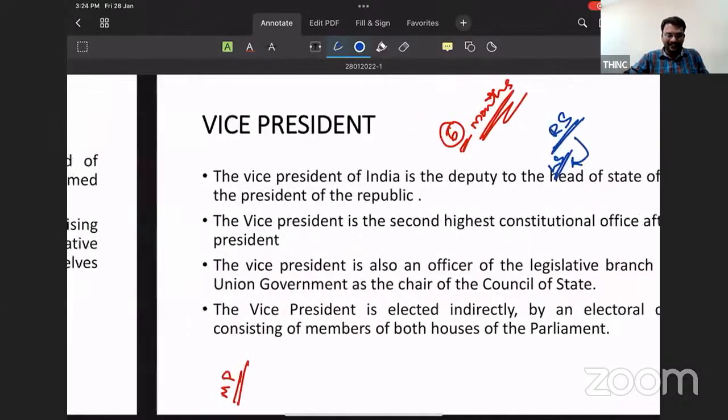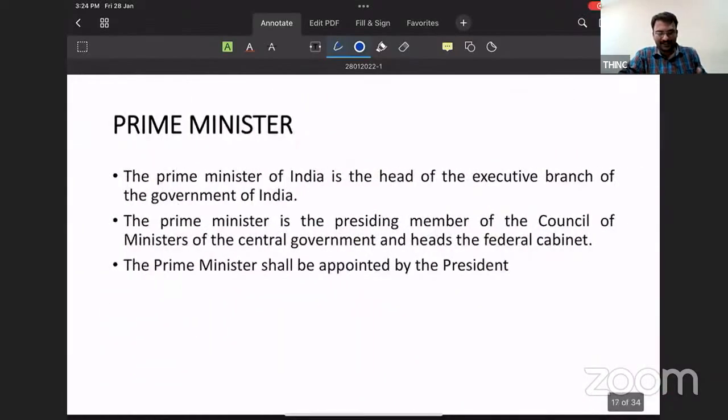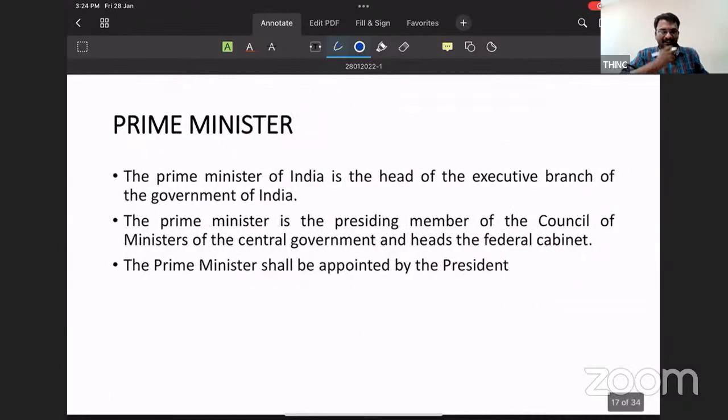Okay, and proposers and supporters. In the case of the president, we need to have 50 proposers and supporters to file the nomination, and 15,000 rupees in cash also has to be filed as a security. So that's what happens for the vice president. Hope everyone knows the vice president, I think Venkaiah Naidu. The current vice president is Venkaiah Naidu and the current prime minister is Narendra Modi.